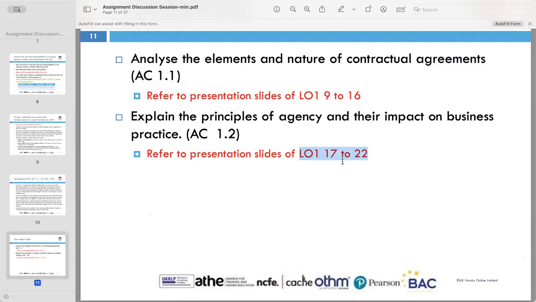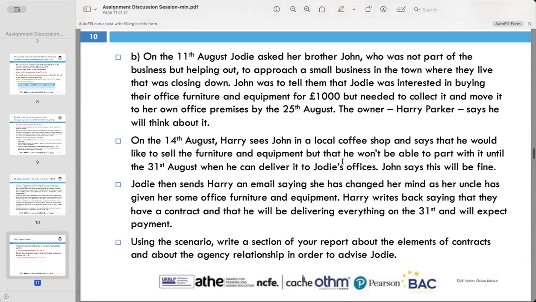Agency relation involves the agent acting on behalf of another party, the principal. So when you identify the principle of agency in the scenario, identify the agency relationship where John is acting as an agent of Jody. Analyze how John's actions and communications with Harry bind Jody to a potential contract.